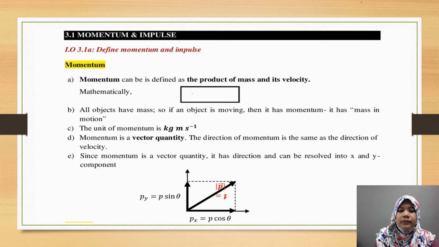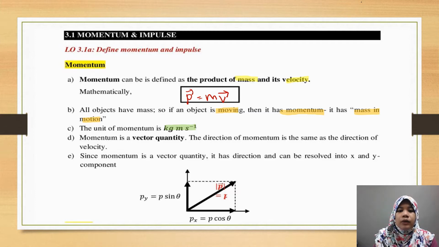Momentum is defined as the product of mass and its velocity. Maksudnya momentum mathematically, dari segi equation, adalah hasil darab mass and its velocity. Bila objek ada mass, all objek yang ada mass means that the object is moving, so it has a momentum. Maksudnya mass in motion.